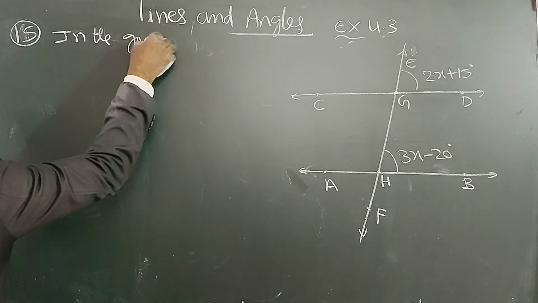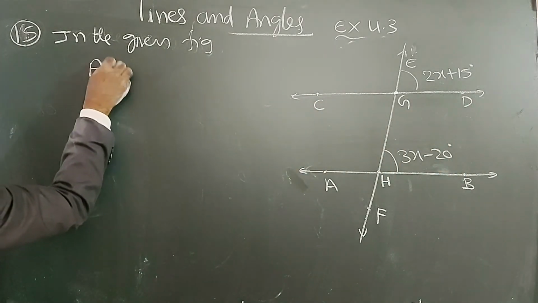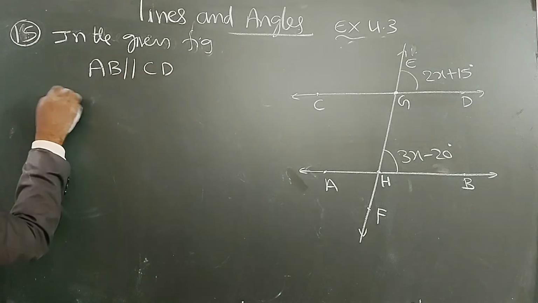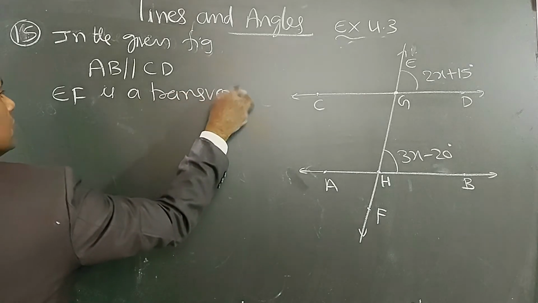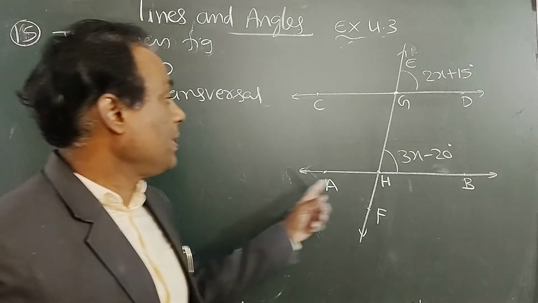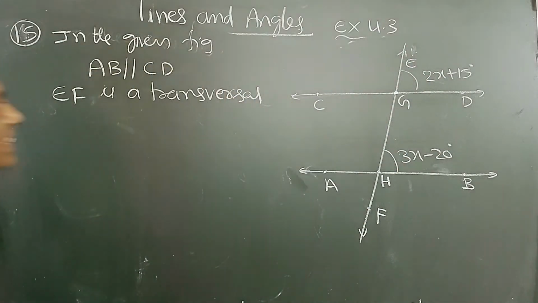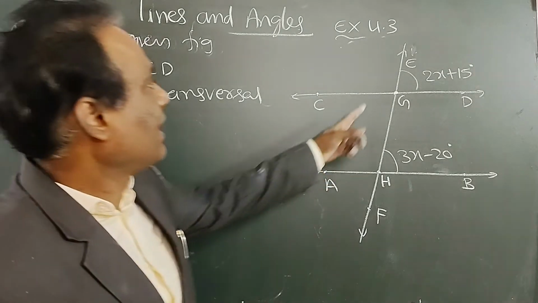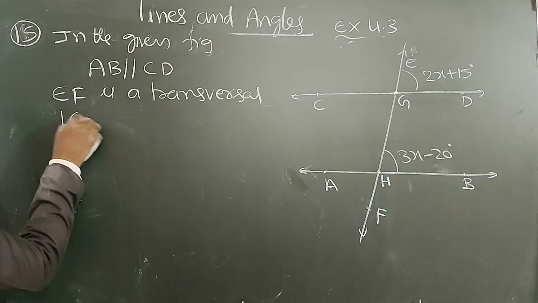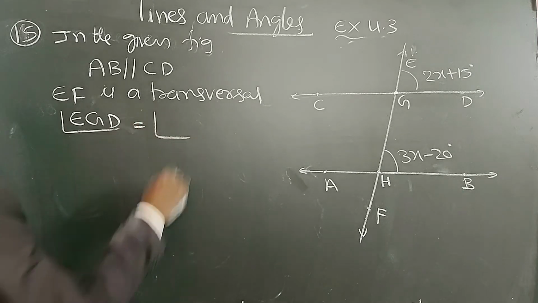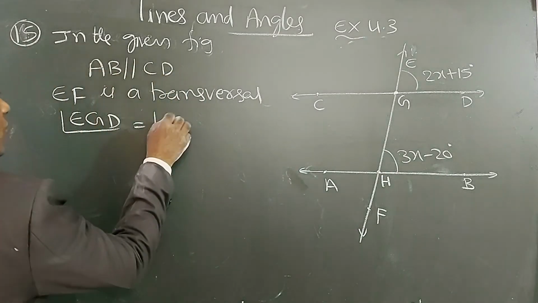See here, in the given figure, AB is parallel to CD. EF is a transversal. Now I am saying that angle EGD is equal to angle GHB. Why are these two equal?